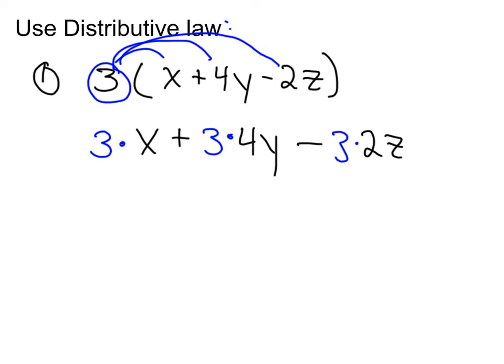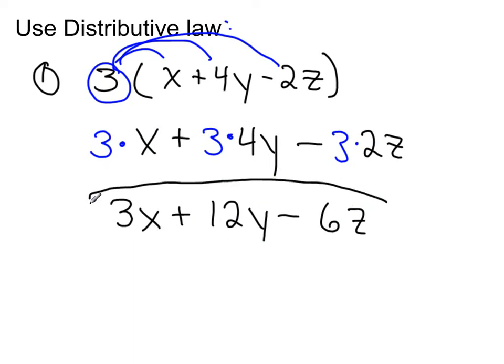And now we're going to try to multiply. 3 times x, well, that's just 3x, plus 3 times 4y, well, that's 12y, because 3 times 4 is 12, and y is coming along, minus 3 times 2 is 6, and z is coming along. Now, x, y, and z are still not like terms, so we can't combine them. So that is our final answer.